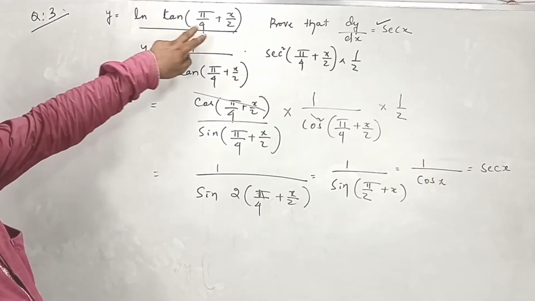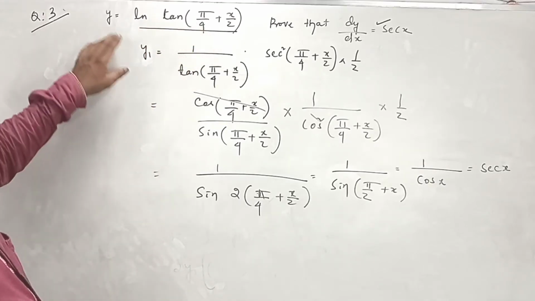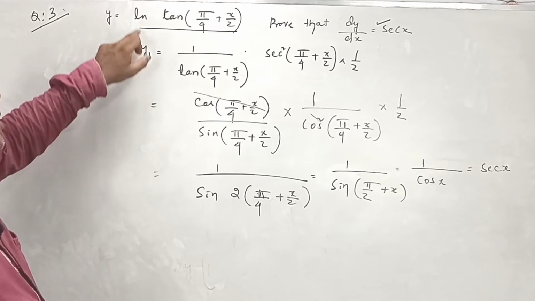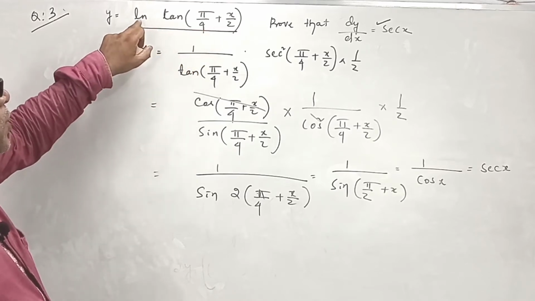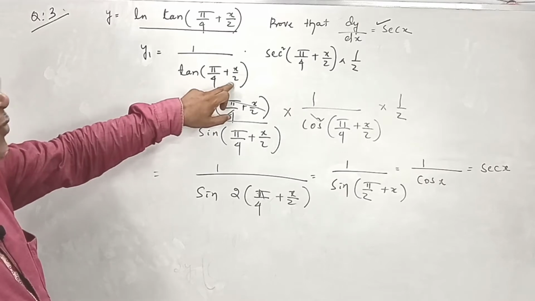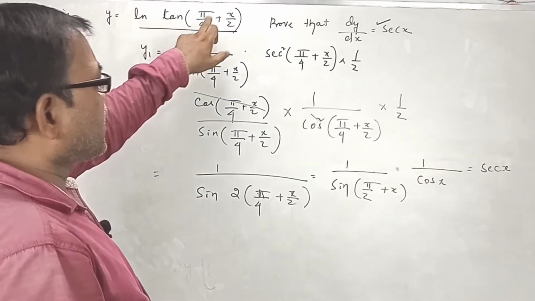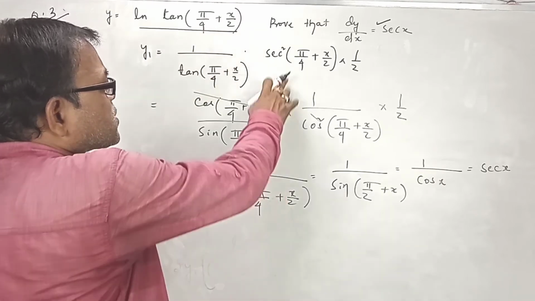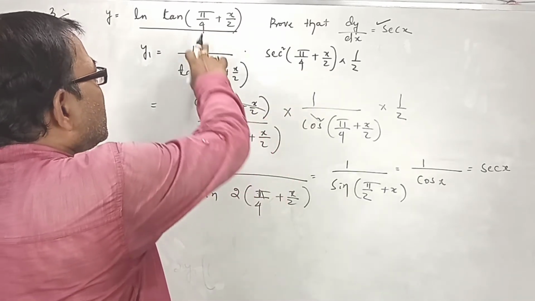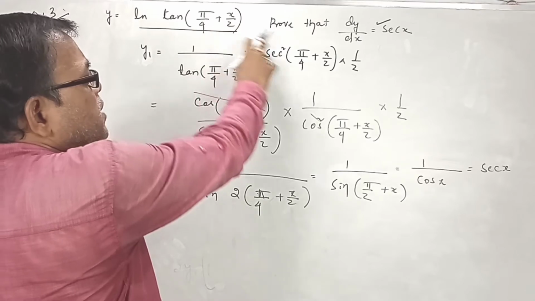So y is equal to ln of this one. We can take the first derivative, y1 is equal to ln tan of this one. So the derivative of ln is 1 by tan of (pi by 4 plus x by 2). Now the derivative of tan of (pi by 4 plus x by 2) is sec squared of (pi by 4 plus x by 2). Again, the derivative of pi by 4 plus x by 2 is half.